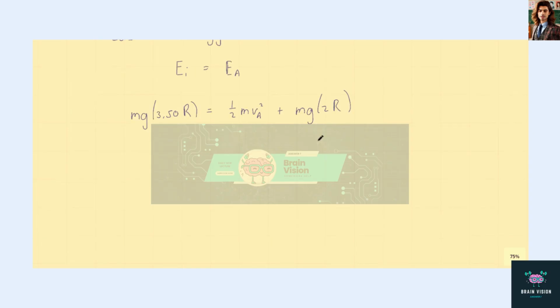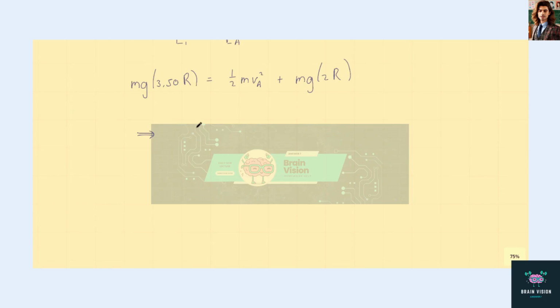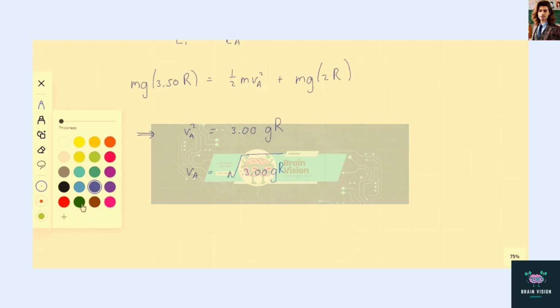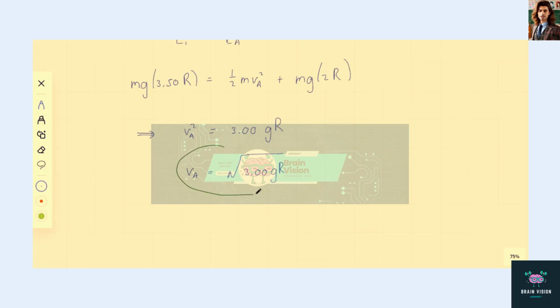So we can rearrange and simplify, and we can solve for the speed at point A, which we want, and we get Va squared is equal to 3 times g r, the acceleration due to gravity times the radius of the loop, which means that Va is equal to the square root of 3 g r. And so we can calculate the speed of the bead at point A, provided we know the radius of the loop. And that's our answer for part A.